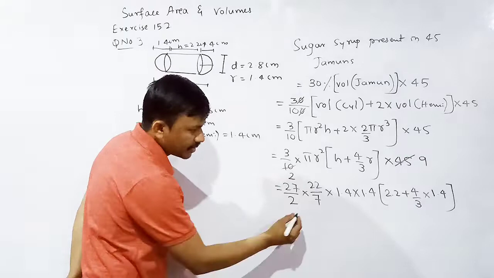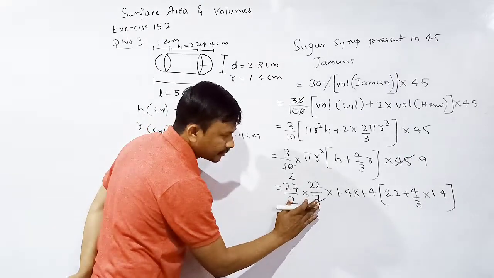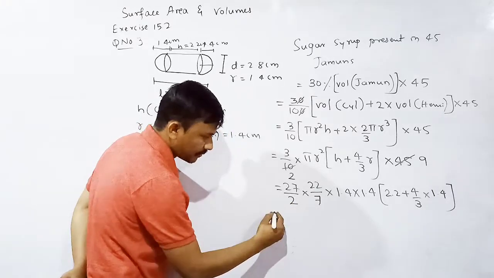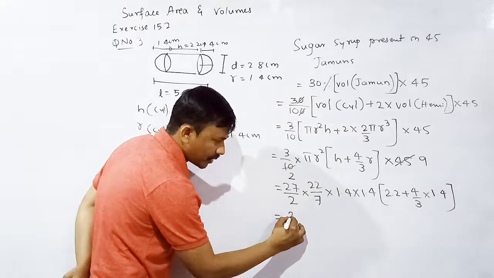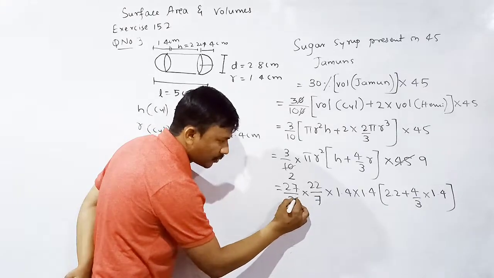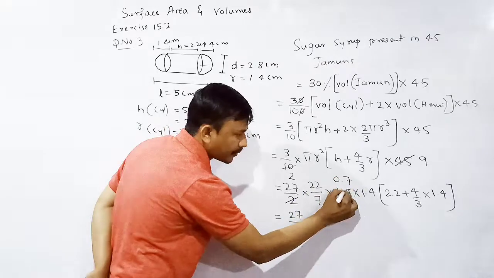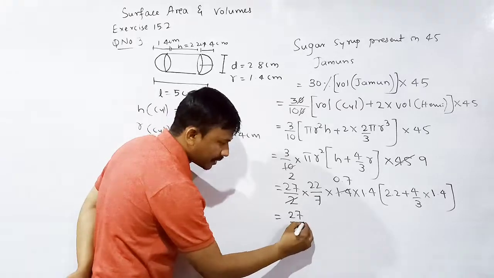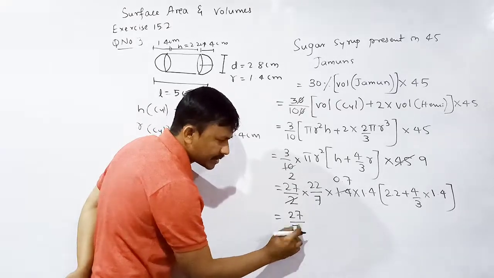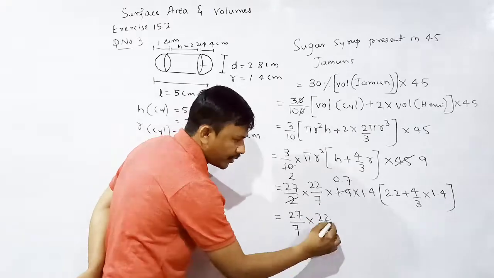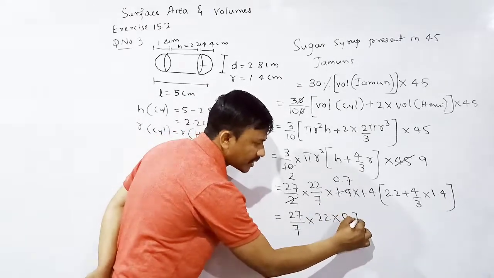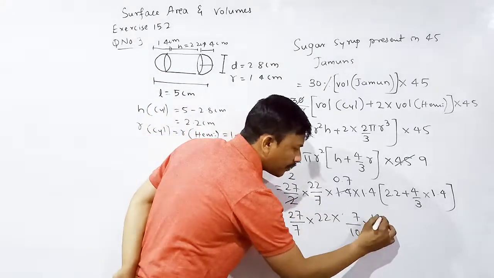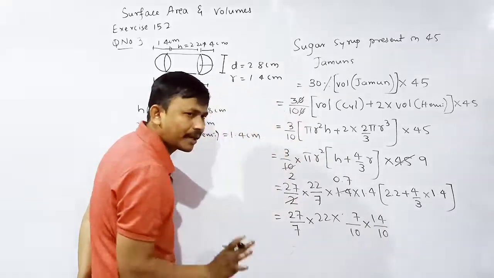Next comes 7 1s. Look here. Wait a second, I will write one more step. Another step. This is equal to 27 divided by 2, 1s are 2, 0.7 does not come. Correct? Okay. 27 divided by 7 into 22 into 0.7 divided by 10. What will this become then? 7 into 1.4 divided by 10, that is 14 divided by 10.